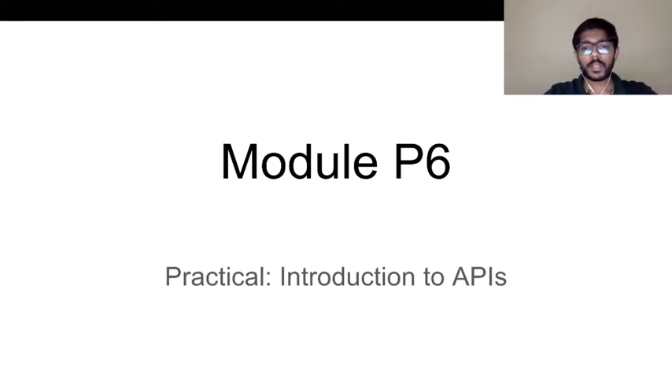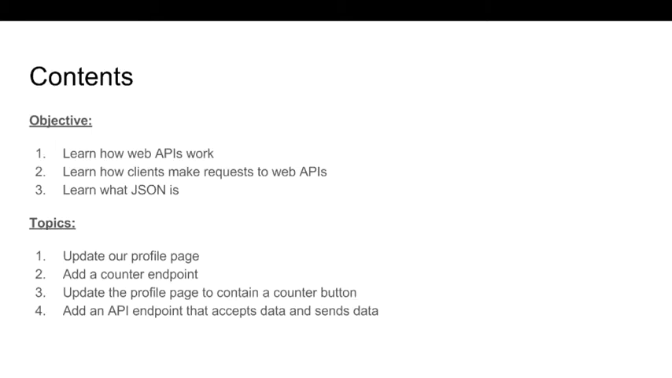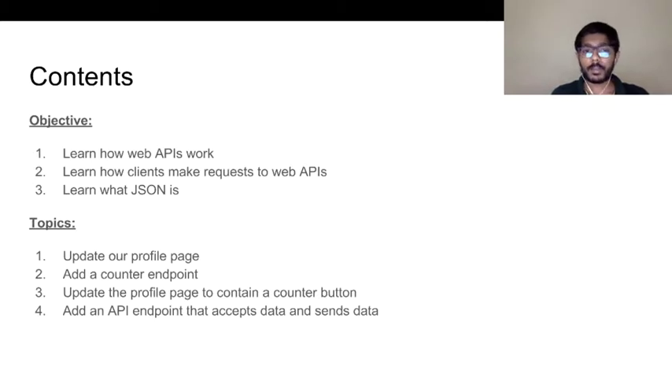In this module, we'll be taking an introduction to APIs from both the server and the client side. Our main objective in this module is to learn how web APIs work, how clients make requests to web APIs, and also what JSON is, which is a very popular format and almost now the modern default standard for exchanging information while making API requests and receiving API responses.